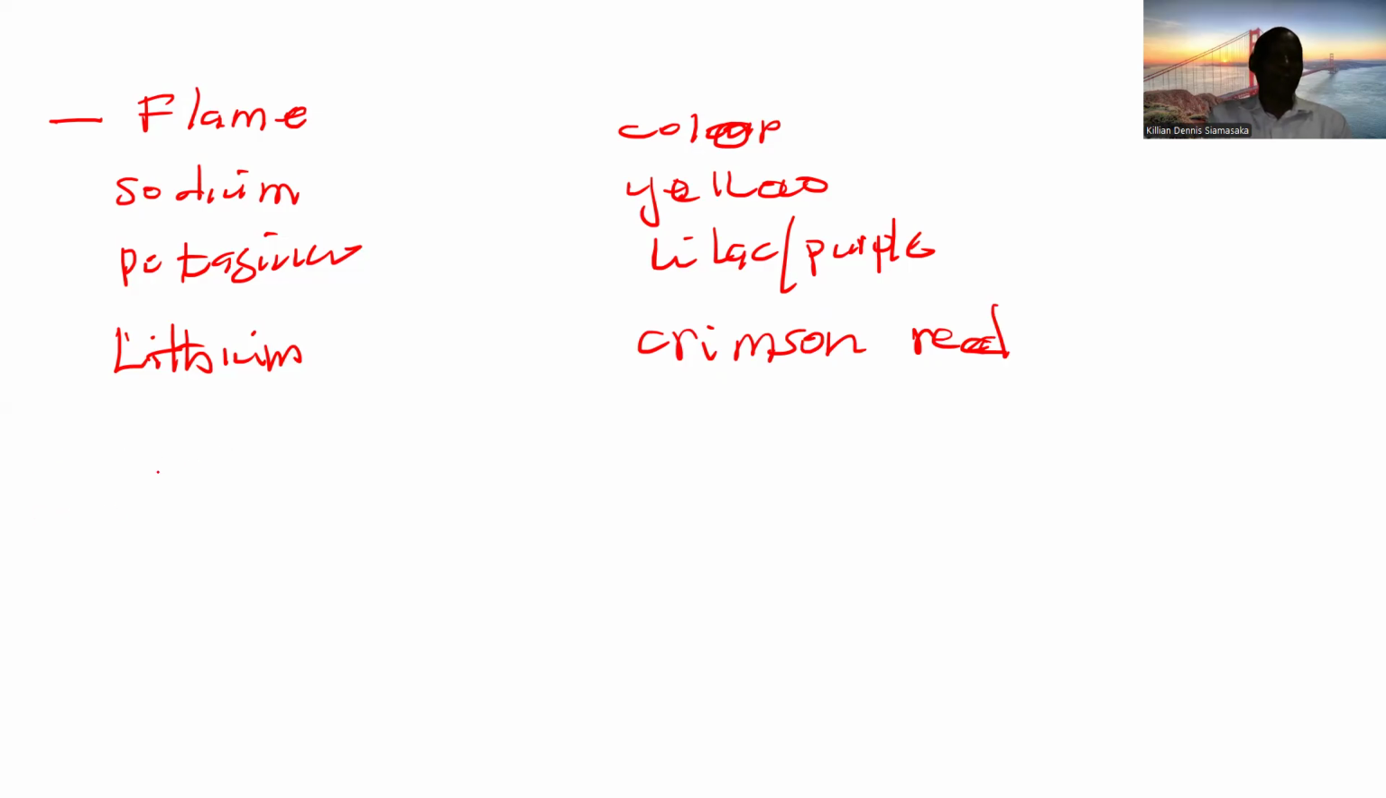However, if you want to predict other properties of these alkali metals which we have not discussed, you can just look at the trend of their reaction, as well as the color, as well as the other physical properties, for example, density. So you can easily predict the other elements based on the physical properties and the chemical properties. Thank you.